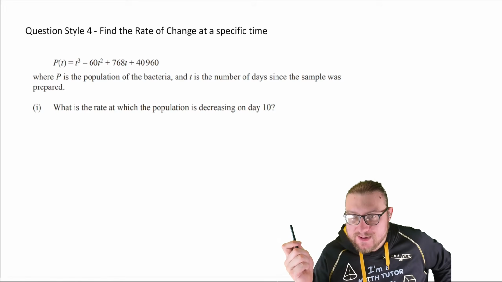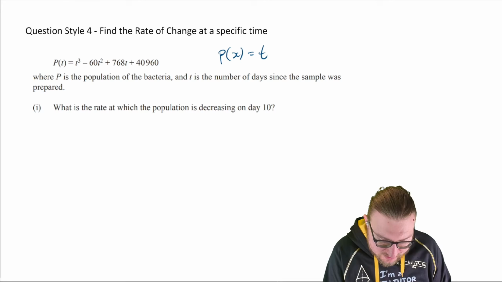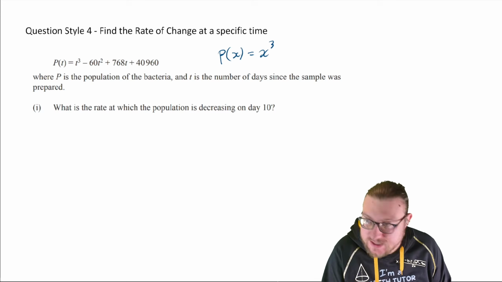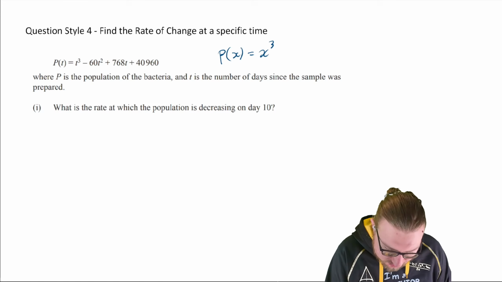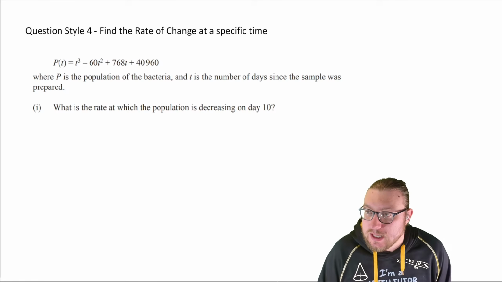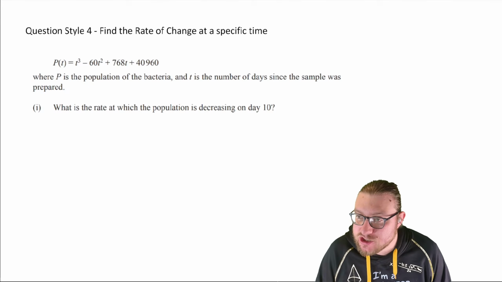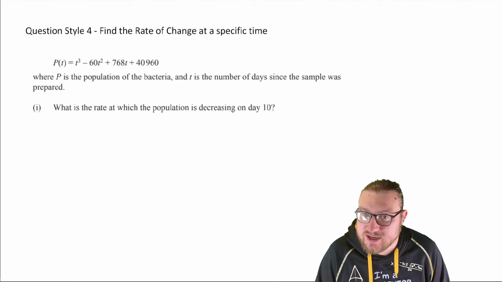So it's basically the same thing as if this was a p of x and so on, with x to the power of 3 instead of the t and so on. So the rules don't really change. So what is it asking for? It's asking for the rate of change where the population is decreasing on day 10. Well, let's have a look.